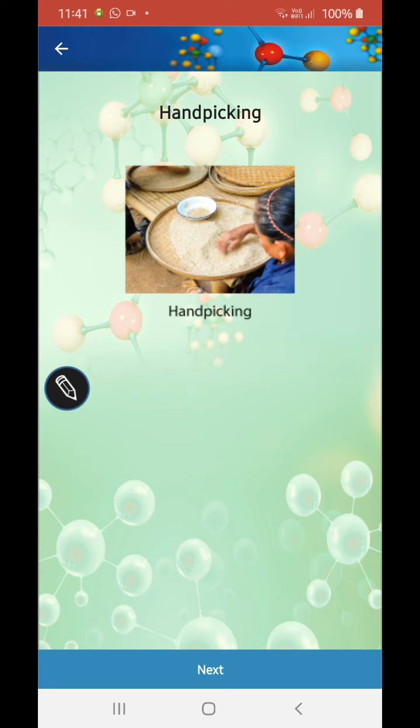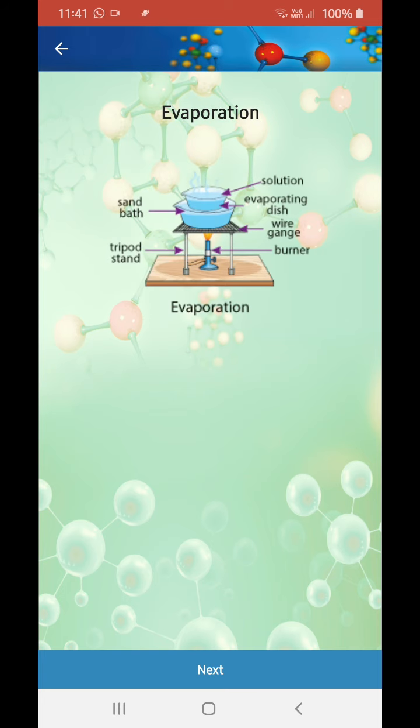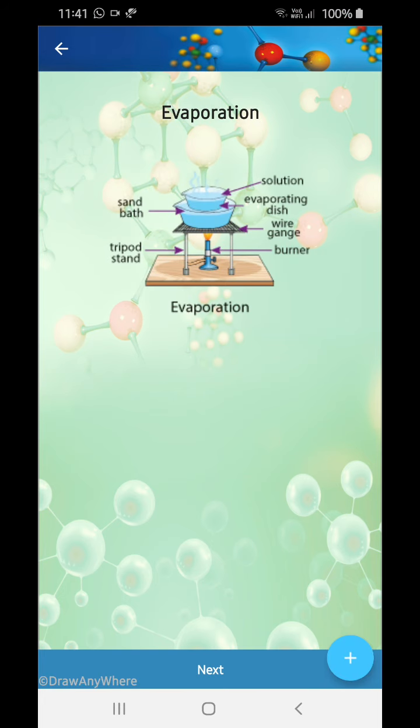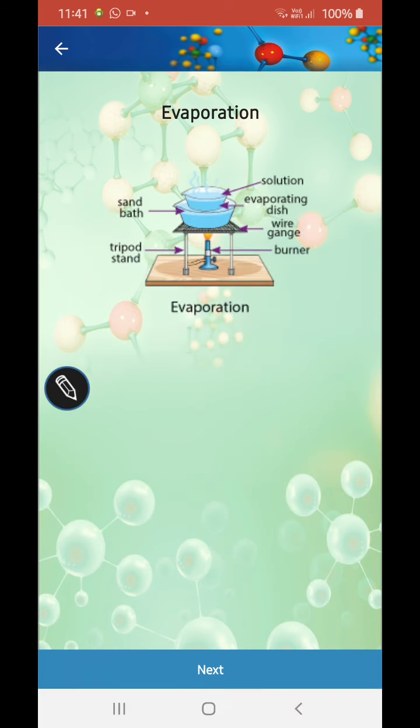Hand picking, I told you. Evaporation. See, you heat the mixture of water and salt. Salt remains, water evaporates. Okay, in this type you get only one.